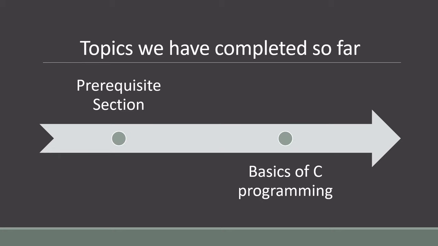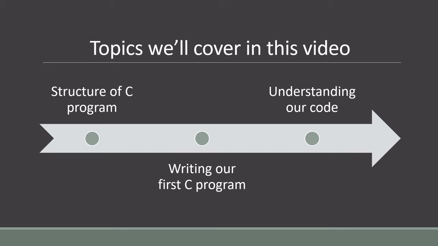So far, we've completed the prerequisite section that covers all the basic information that one needs to know before learning the C programming language, and we've also gone through the basics of C. Now, let's take a look at the topics we'll cover in this video. In this video, we'll cover the structure of a C program, we'll write our first code, and we'll understand that code line by line.